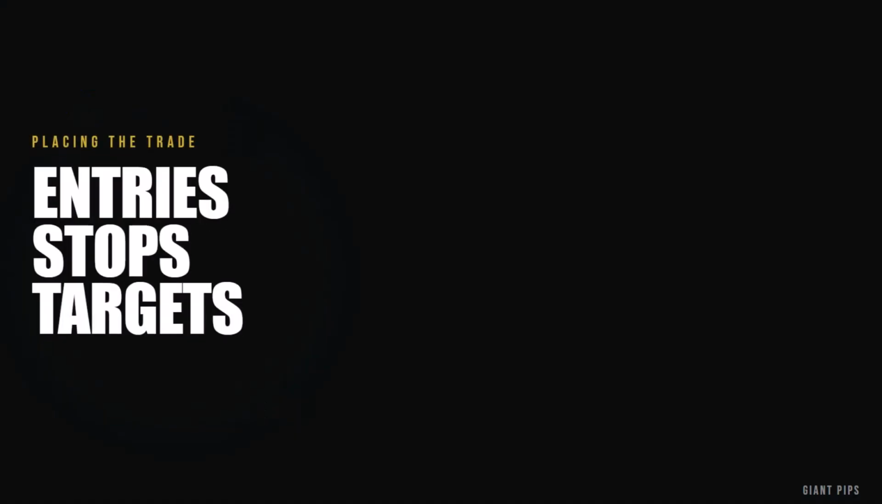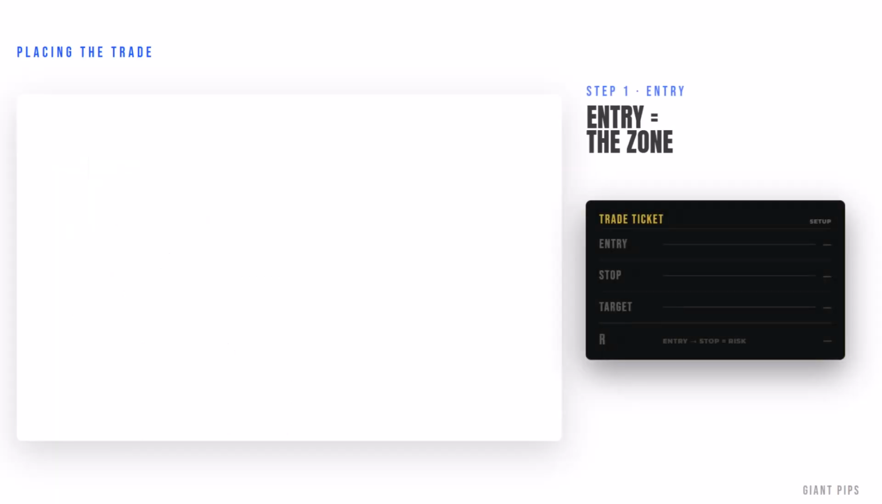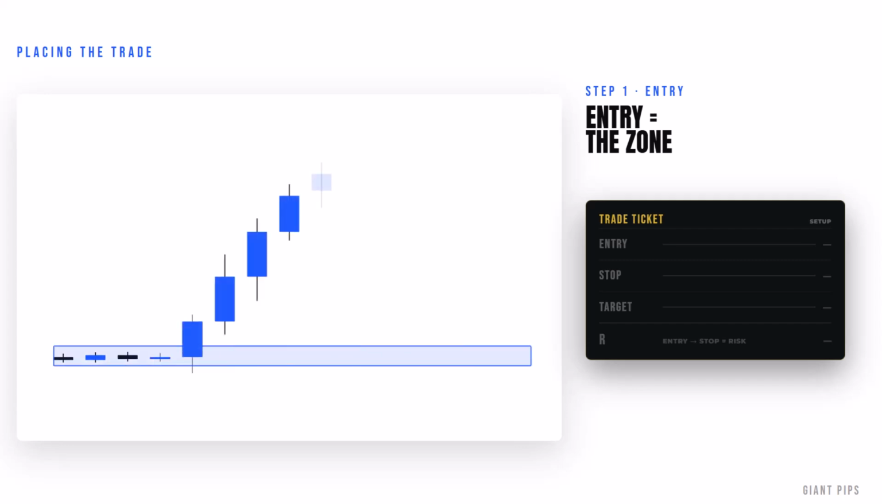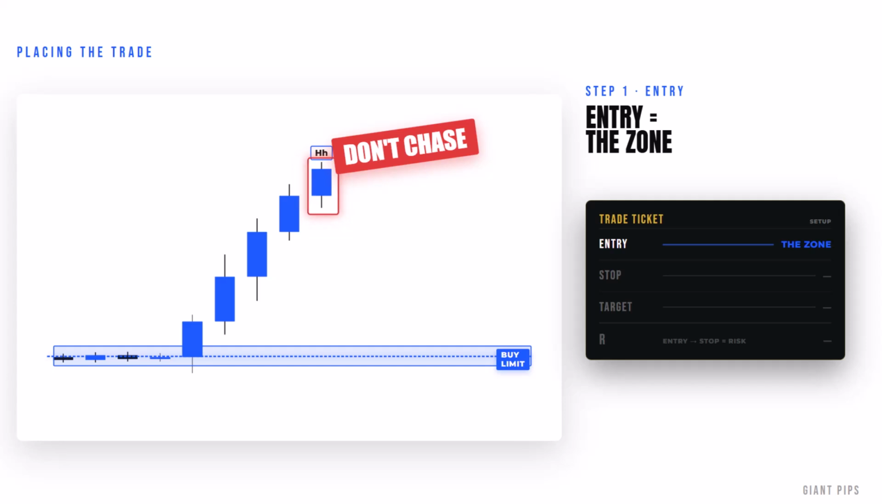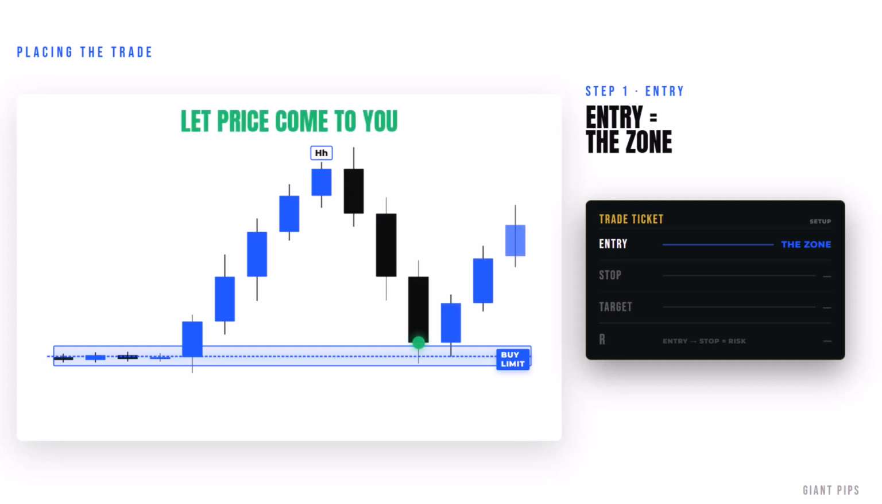So now you know how to find zones and how to filter them with the trend. Let's talk about actually placing the trade, the entry, the stop, and the target. Your entry is the zone itself. In an uptrend, you set your buy order at the demand zone and you wait for price to come back to you. You do not chase. I'll say that again. You do not chase. You let price come back to your level.